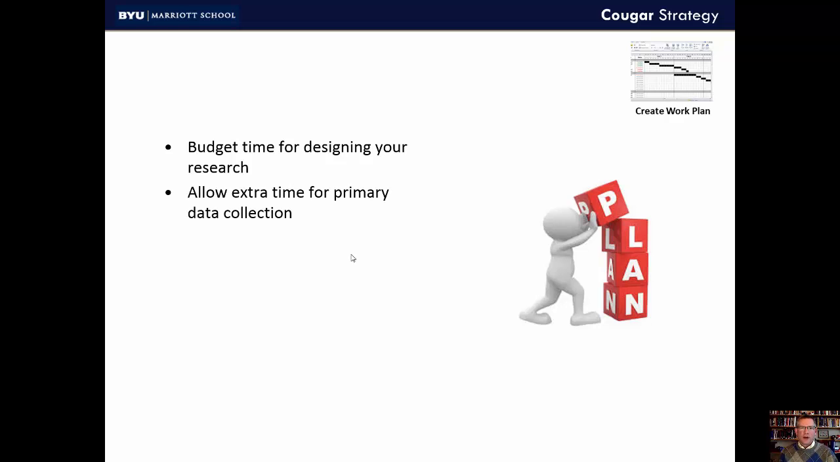Allow extra time for primary data collection. Whether it's employees, customers, suppliers, or whomever, they'll get sick. They'll have to travel out on business. They'll have a meeting or an emergency come up. So let me just repeat that. Allow extra time for primary data collection.